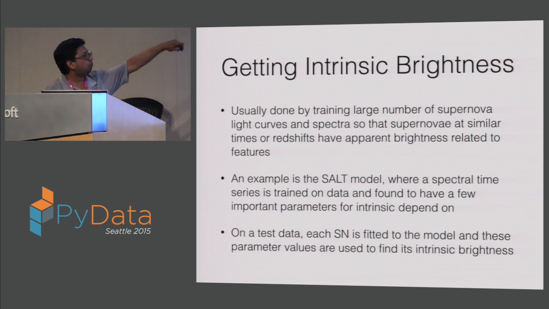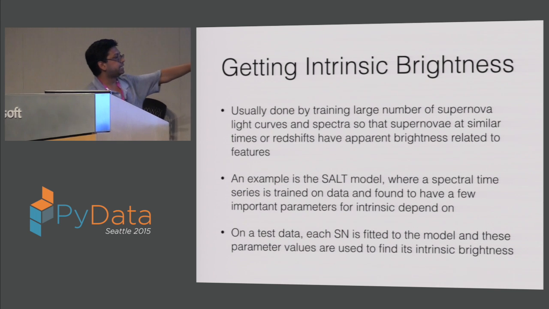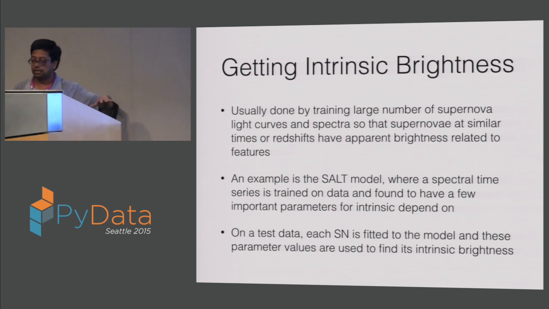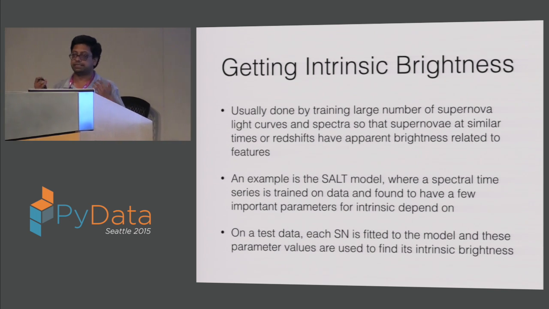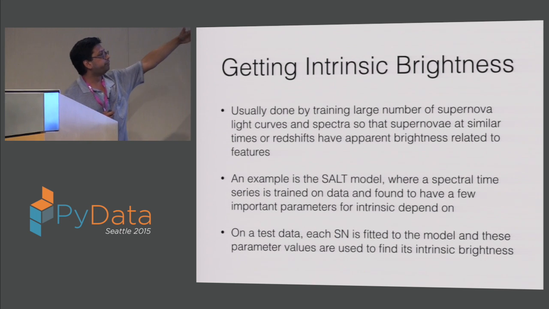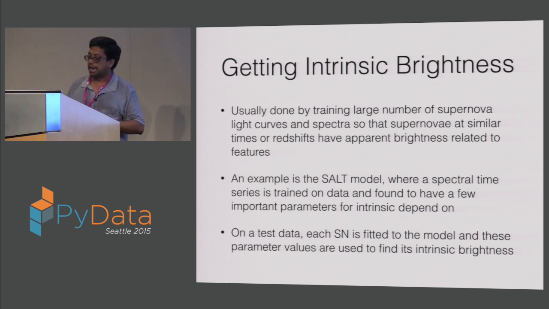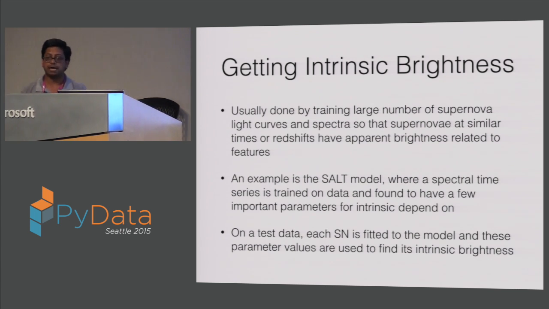Anyway, the kind of codes that I'm going to talk about are codes that will work on the test data. So for each supernova that you get in your sample, actually there's a step where you need to convince yourself that this is indeed a supernova 1A, and then you're going to try to fit that to this SALT model and get a few parameters that the SALT model has.